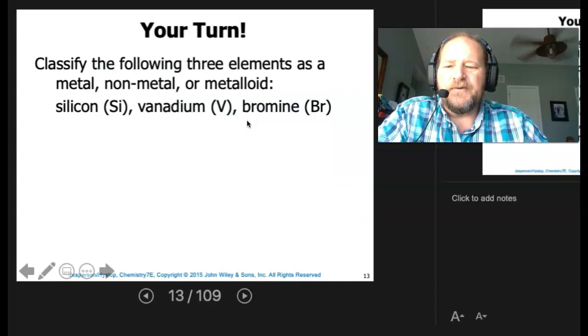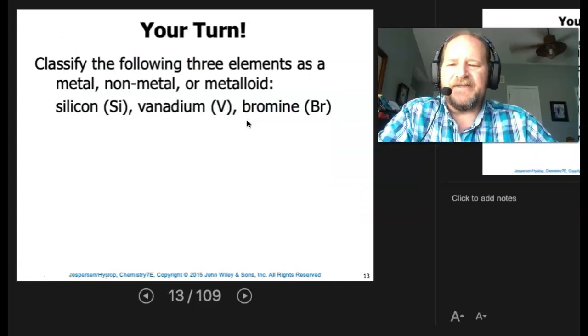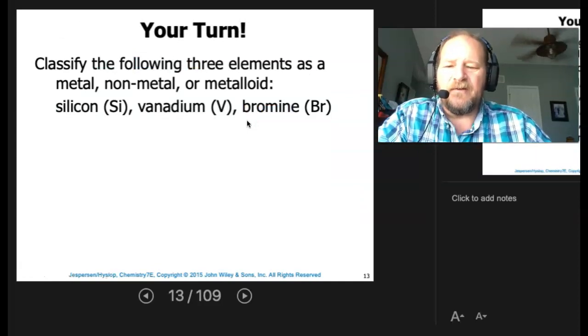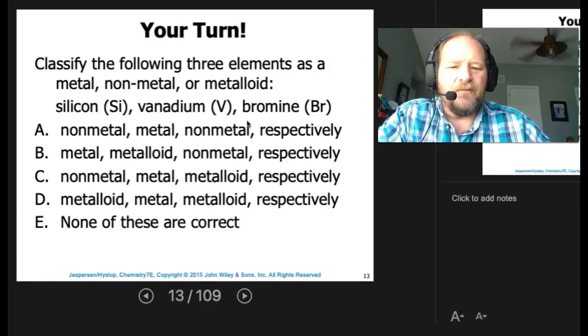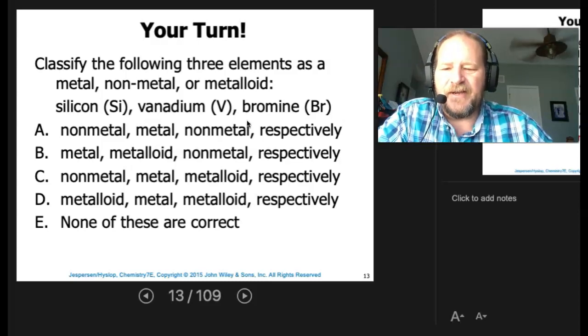All right, so your turn. Classify the following three elements as either a metal, a nonmetal, or a metalloid. So again, you'll look at your periodic table, and it's simply pick one of the ones that you think is going to be right. So silicon is a nonmetal. Is it a metal? Is it a nonmetal or metalloid? It looks like D is our probably only option. Let's see.